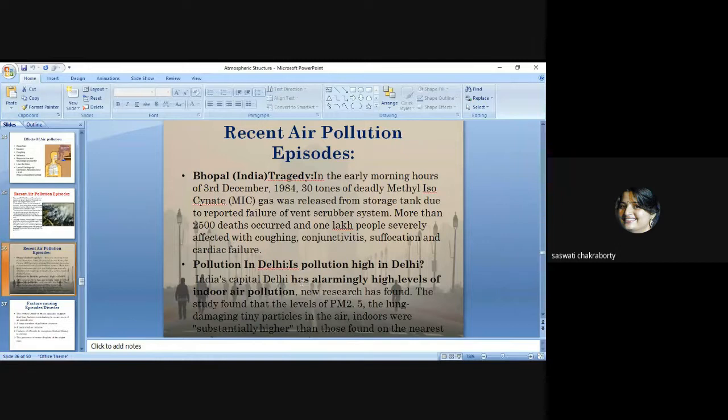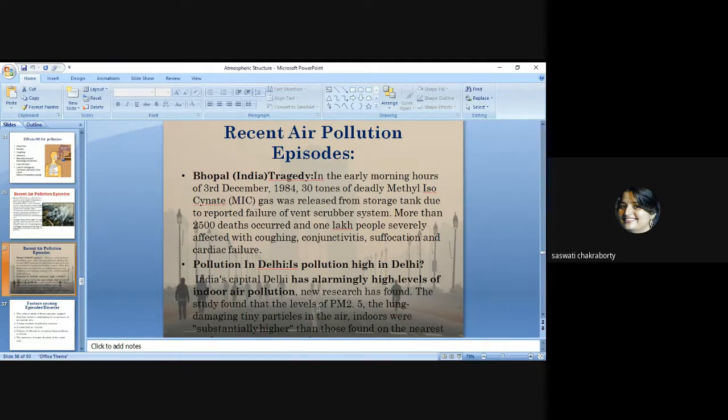Okay, and then pollution in Delhi. This is what we discussed just now. Isn't it, students? Yes, ma'am. We discussed Delhi, right? Yes, Delhi has got an alarmingly high level of indoor air pollution, and it's not only indoor, it was outdoor because of these vehicles and all those things.